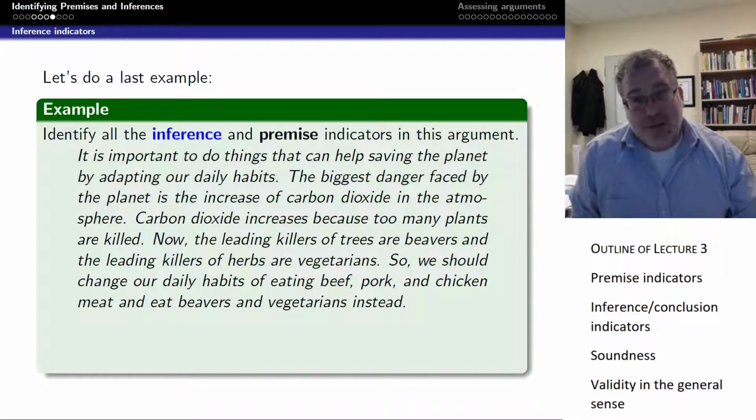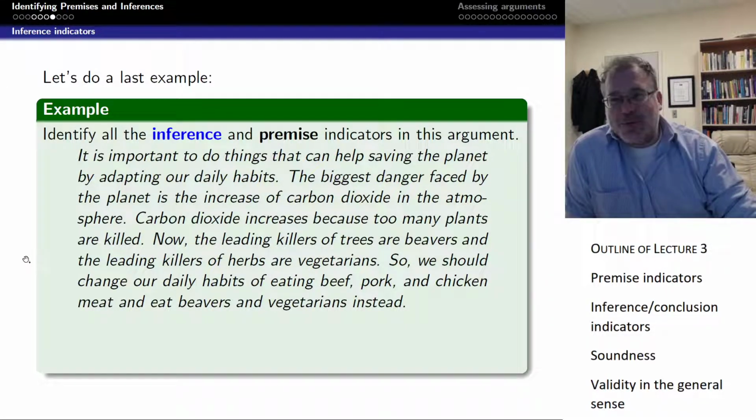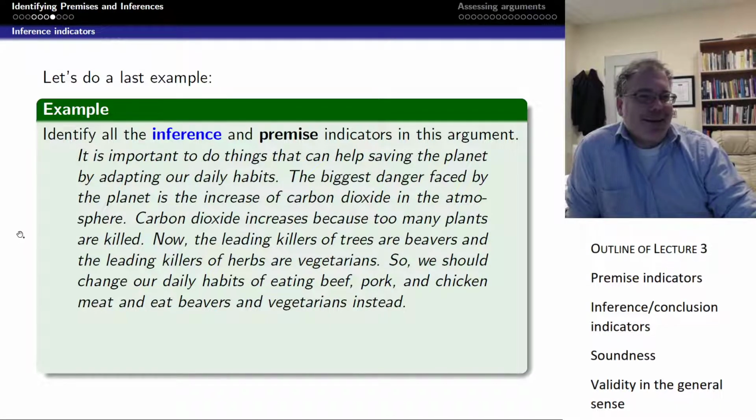So if you're a vegetarian, be on your guard. Those environmentalists are coming for you. I'm joking again, obviously. Not a very good joke at that, but hey, it's better than something completely dry.